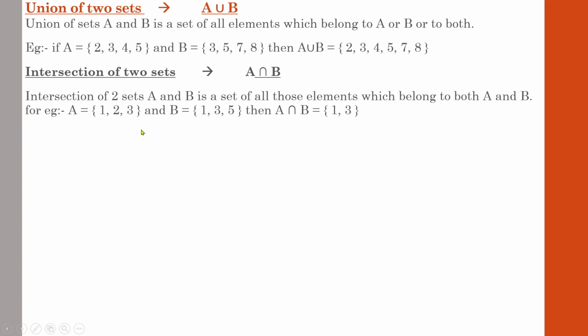2 is only there in A, not in B, so 2 is neglected. 3 is there in both sets, so 3 is taken. After that, if you go to B, 5 is there only in B, not in A. So whenever you are asked to find the intersection between two sets, you need to identify the numbers or letters that are common in both sets. That is known as intersection of the set. And try to remember the sign, A inverted U B.